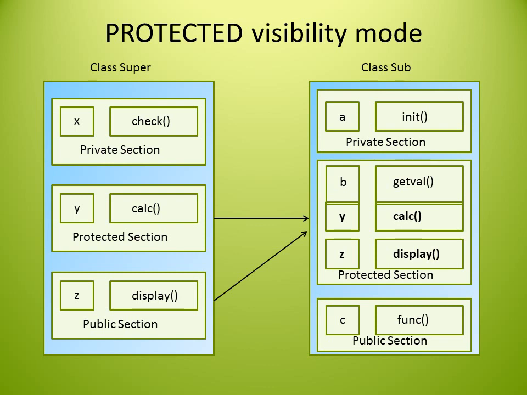Next, we move on to protected visibility mode. Here also you can see the base class super and the derived class sub. In protected visibility mode, the variable and the member functions of the protected section and the public section come into the protected section of the derived class. You can see the diagrammatic representation here. See, y and calc of the protected section come into the protected section, and in the same way z and display of the base class from the public section come into the protected section of the derived class.